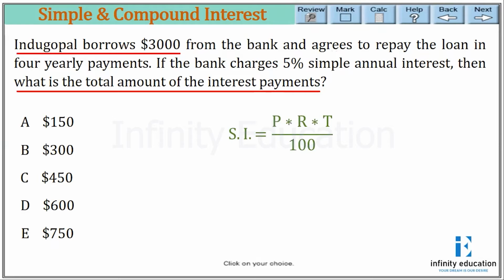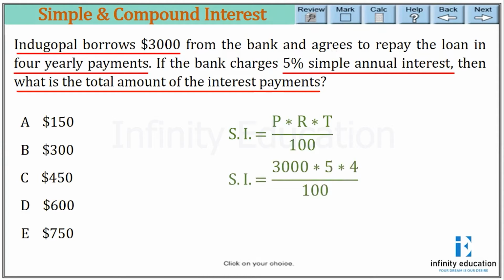Indugopal borrows 3,000, so 3,000 is the principal. 4 yearly payments, that is the time. The bank charges 5% simple annual interest, so that is the rate of interest. Now if we put 3,000 in the place of P, 5 at the position of R, and 4 at the position of T, we get 3,000 into 5 into 4 by 100. After simplification, we have 30 into 5 into 4, that is 600. So D is the answer to the question. I hope the question is clear to you. Now let's see one more example.